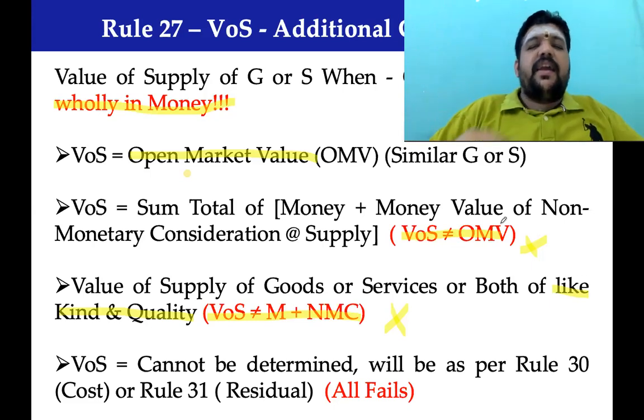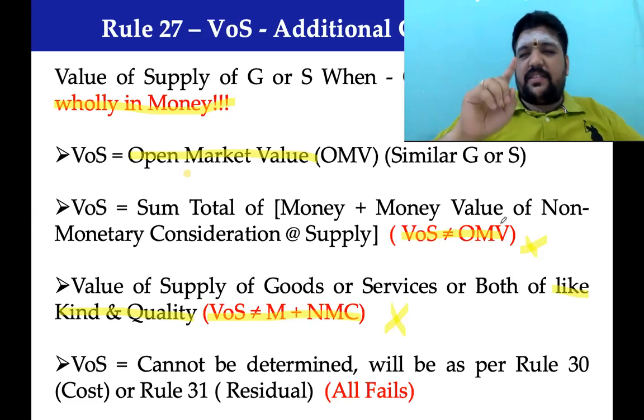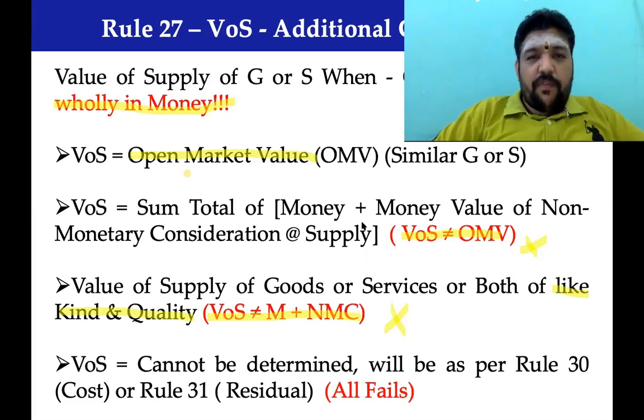So, if value cannot be determined, first reason, open market value of 1 month.